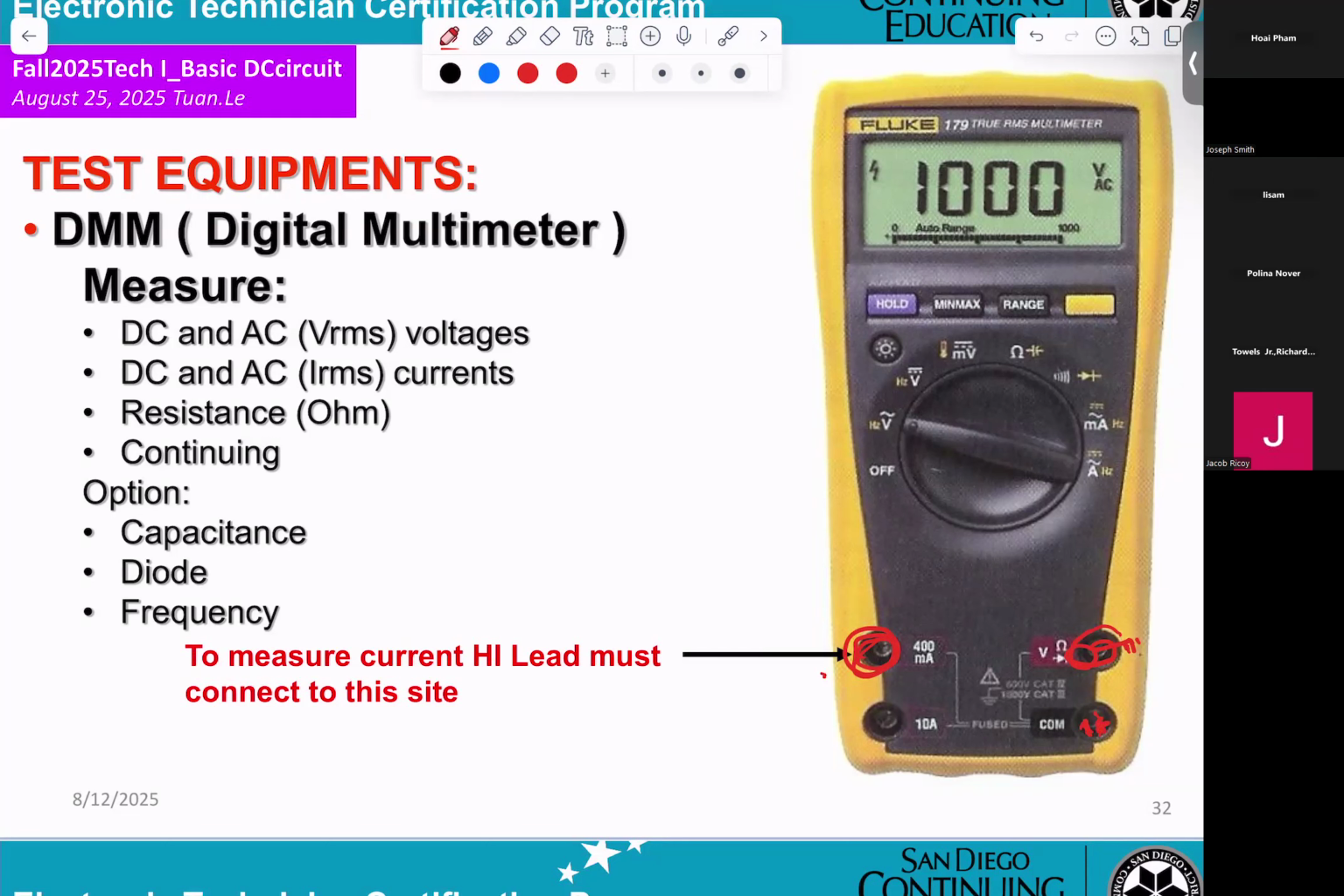Say, in here, to measure the current the high side must connect to this side. When you want to measure current, you have to connect the high side of the meter to here. Okay? Low side stays down. If not, you cook the fuse of the meter. Have to be very careful.